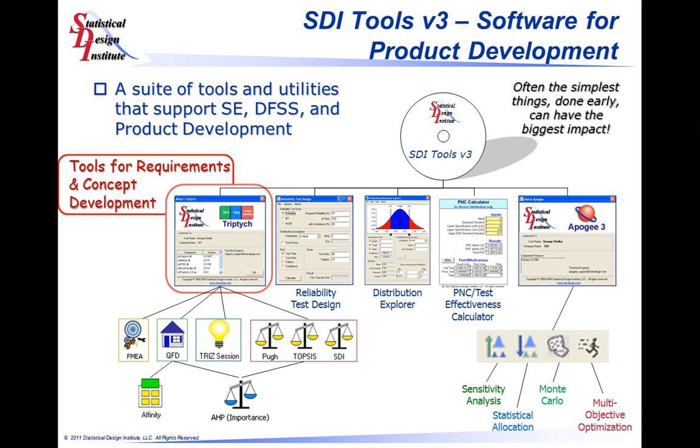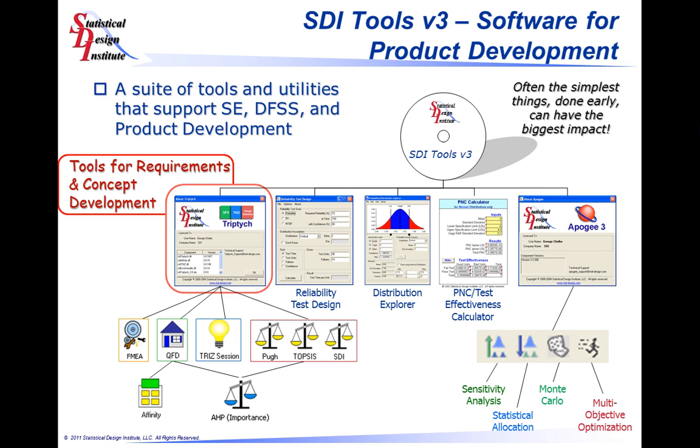The SDI Tools includes a suite of tools that we have developed to be beneficial to support system engineering, design for Six Sigma, and various product development activities. The SDI Tools suite includes Triptych and Apogee as the two primary tools within this package, and then also the Reliability Test Design tool, Distribution Explorer, and the PNC Test Effectiveness Calculator.